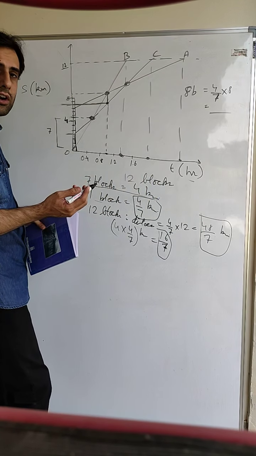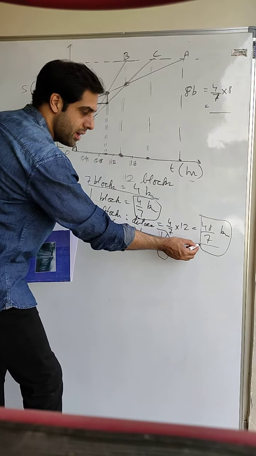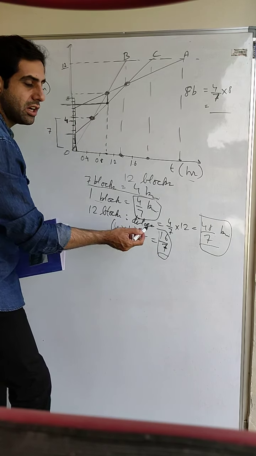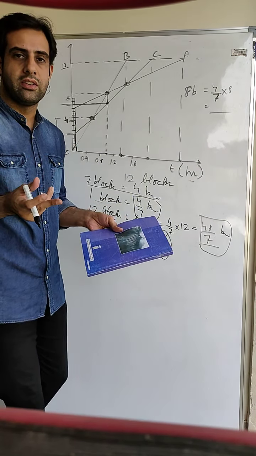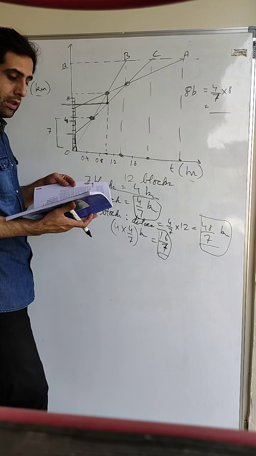So what is the distance traveled by C? It is equal to this quantity, final distance, minus initial distance. That will be the distance traveled by C. So you can find out that way.